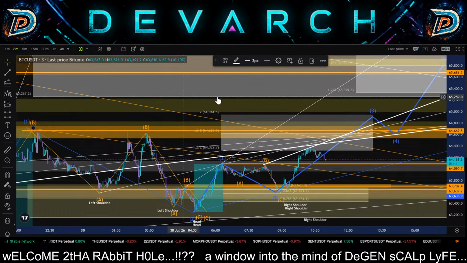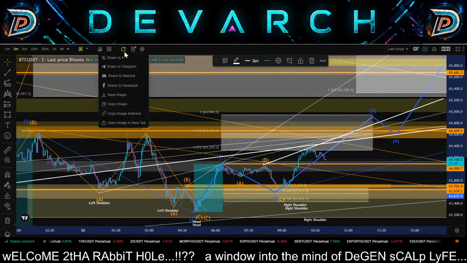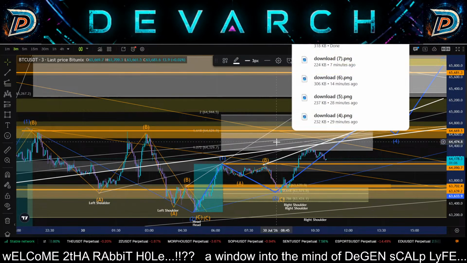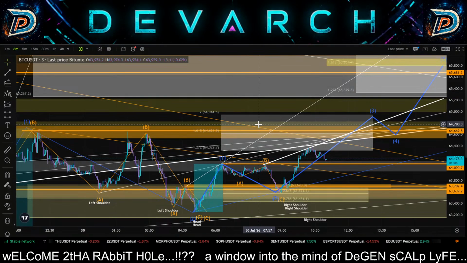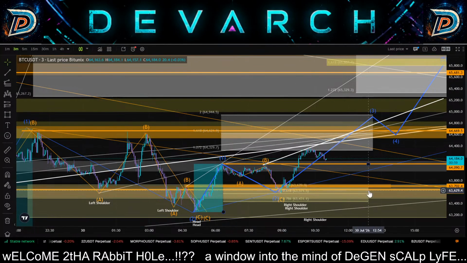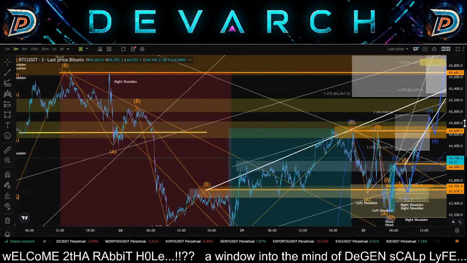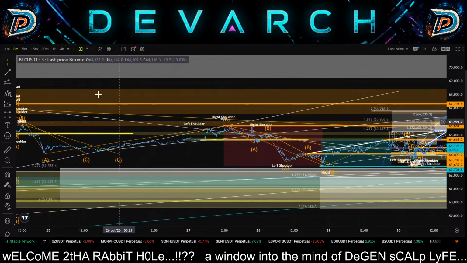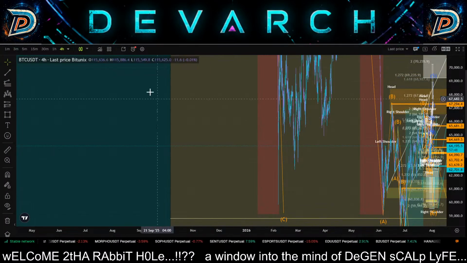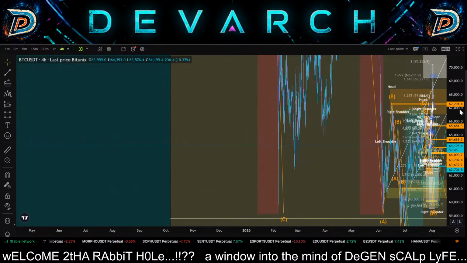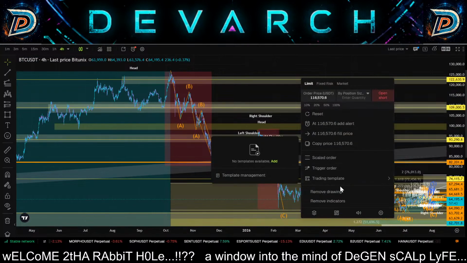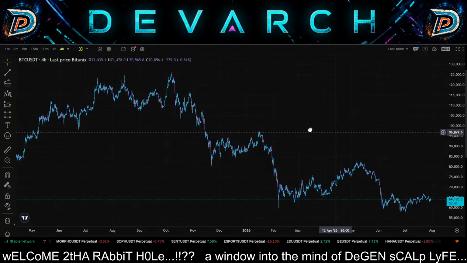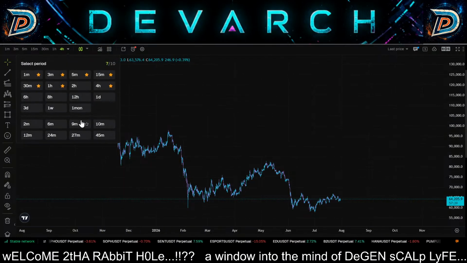So let me save this, and that's our microwave. Okay, and that's a full complete wave map, guys. We've got everything outlined to the upside and to the downside. We've got all the waves on all the fractals. And even though it looks like chaos, it's truly not, right? And then we can go up to the 4 hour, and I can remove all the drawings. And now I can show you something else.